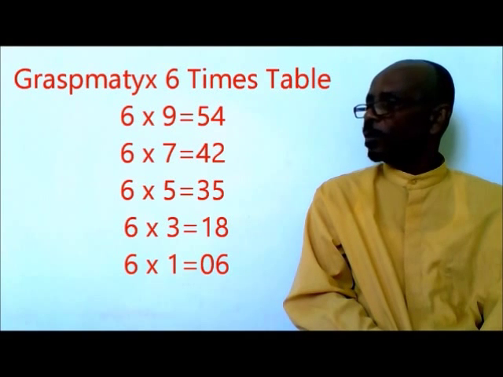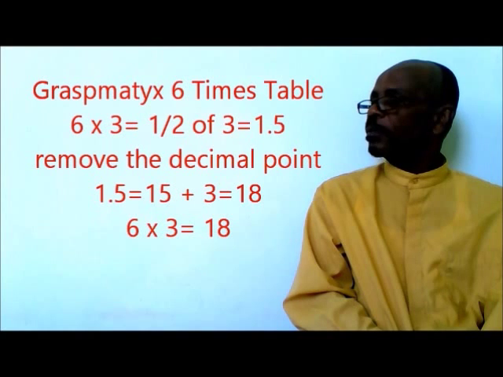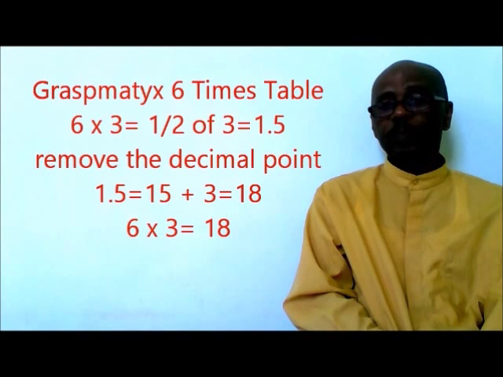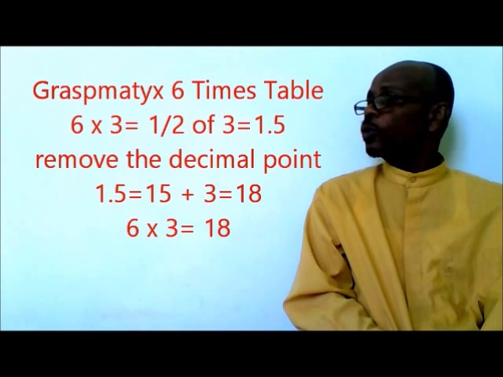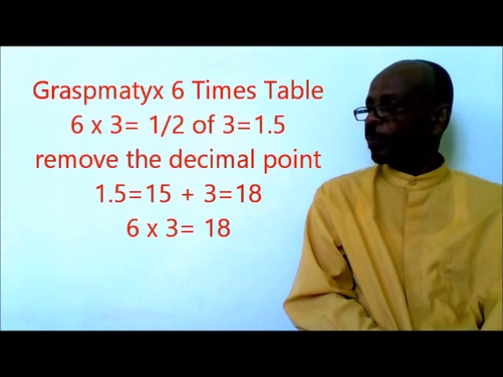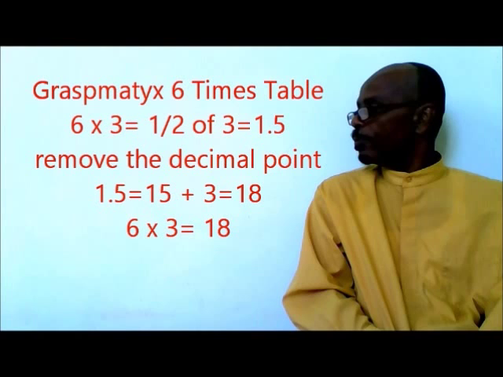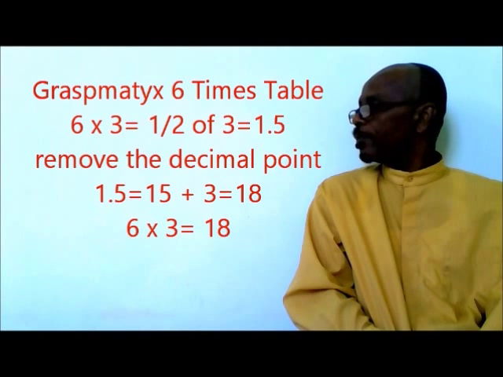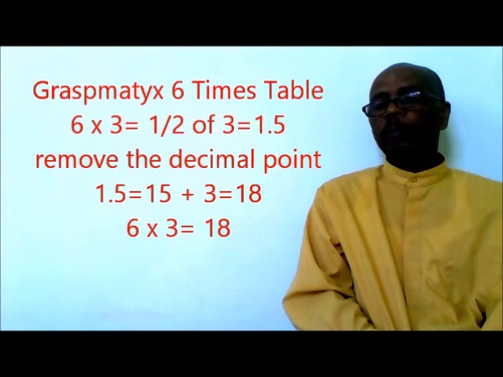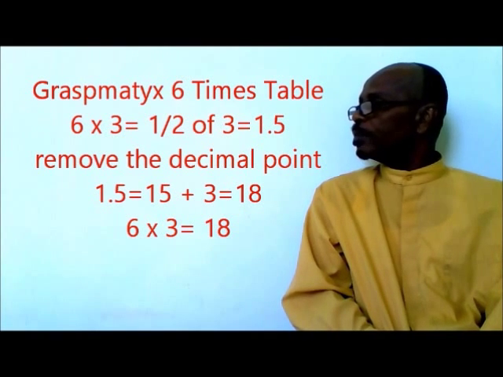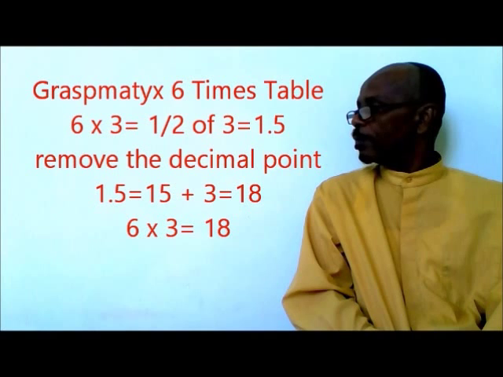What about 6 times 3? Let's start there. First thing you can do is identify that 3 is an odd number, and the personality of 3 is odd. So what you do is you find the half of 3. What is the half of 3? Well, the half of 3 is 1.5. Since it's 1.5, we remove the decimal point and we get 1/5.